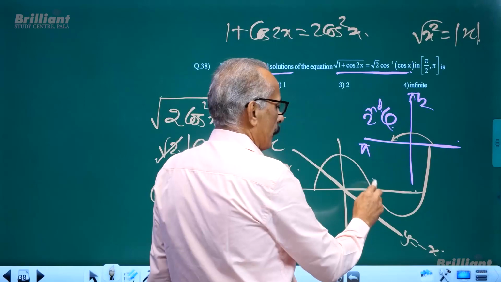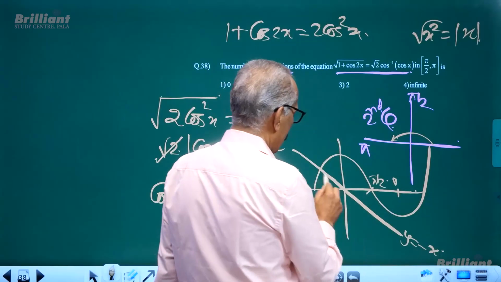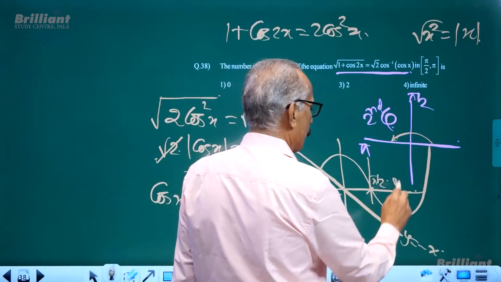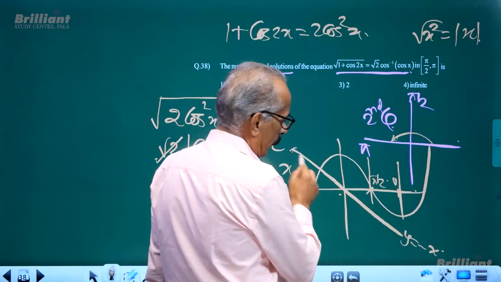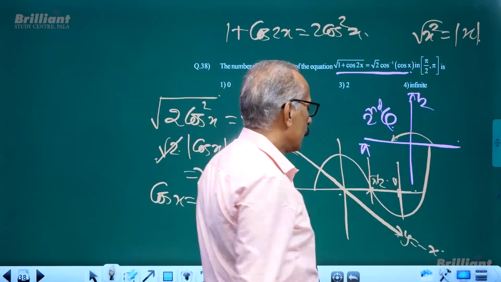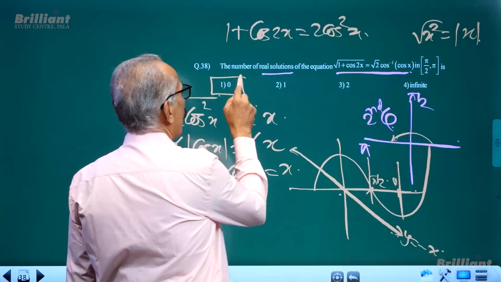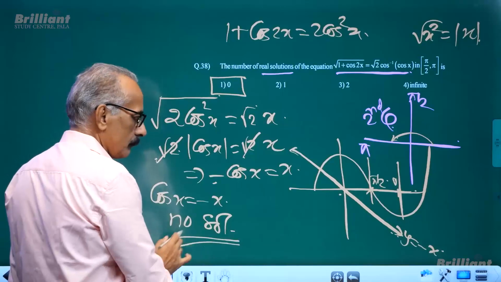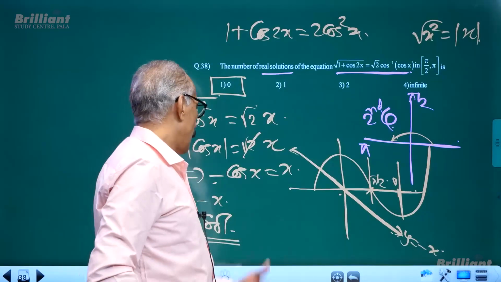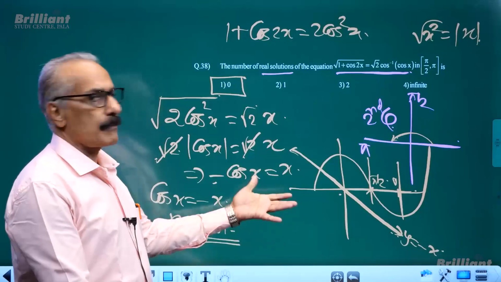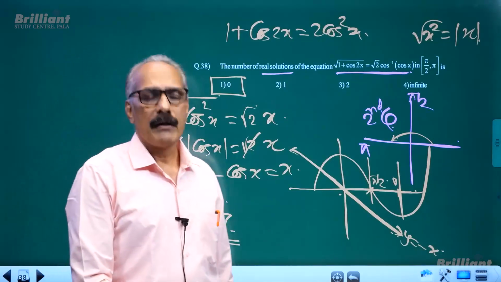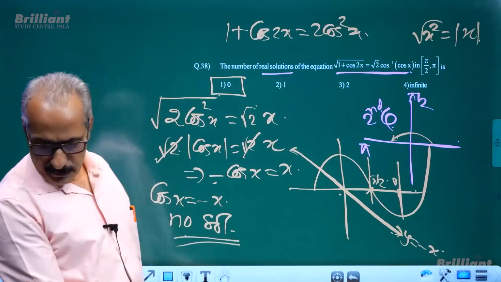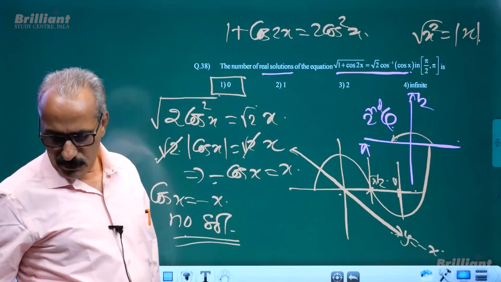This will be pi by 2, this will be pi. We are given the interval from where to where? Pi by 2 to pi, this much part. The curves are not at all intersecting or touching, so the number of solutions will be 0. Therefore no solution. Otherwise also you can take x plus cos x equal to 0, which doesn't have any real solution. You can use increasing, decreasing, maxima, minima also. So that is your 38th question. The answer is this. Okay, fine.